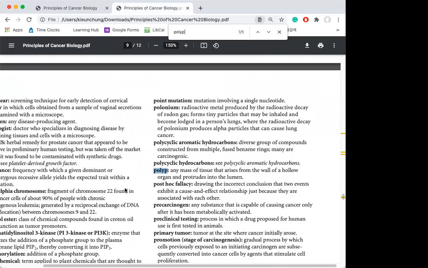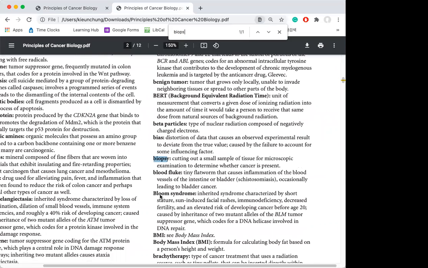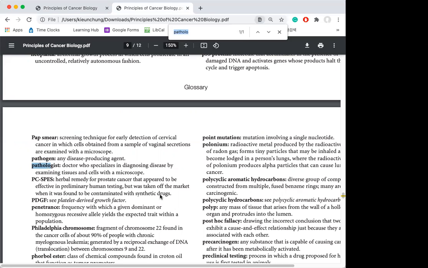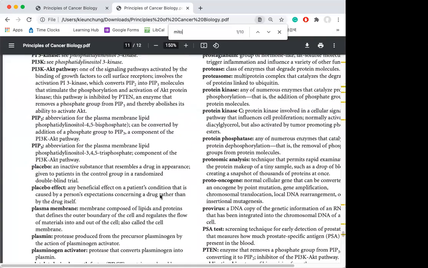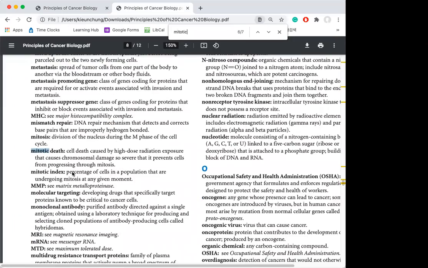Polyp: any mass of tissue that arises from the wall of a hollow organ and protrudes into the lumen. Biopsy: cutting out a small sample of tissue for microscopic examination to determine whether cancer is present. Pathologist: doctor who specializes in diagnosing disease by examining tissue and cells with a microscope. Mitotic index: percentage of cells in a population that are undergoing mitosis at any given moment.